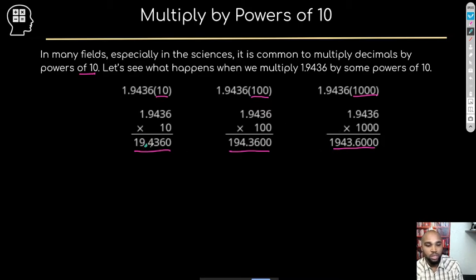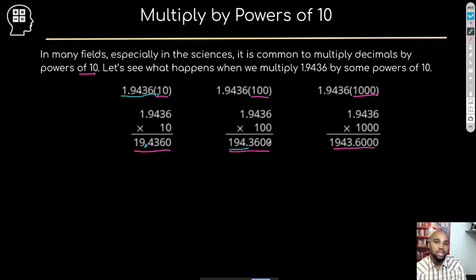Look, times 10 is here. We started here. Don't forget, 1.9436. Now we're at 19. We started at 1.9436. Now we're at 194 after multiplying by 100. And we started still at 1.9436. And now we're at 1,943. So what's changing? All the numbers are actually the same.